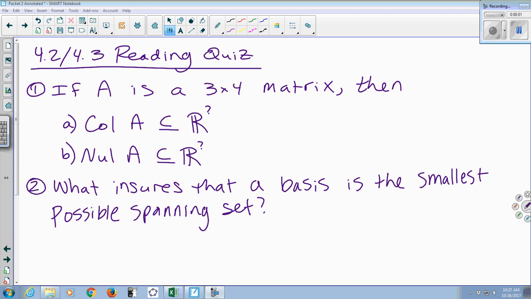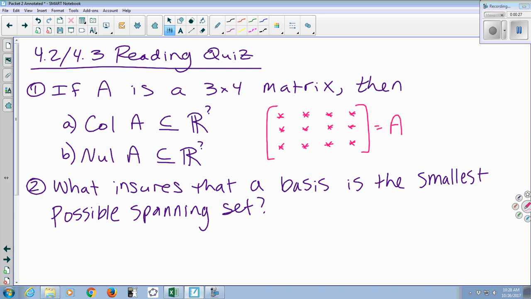So A is a 3x4 matrix. I always find it helpful to build myself a picture of what's going on. So 3 rows, 4 columns. So there's my matrix A, right?